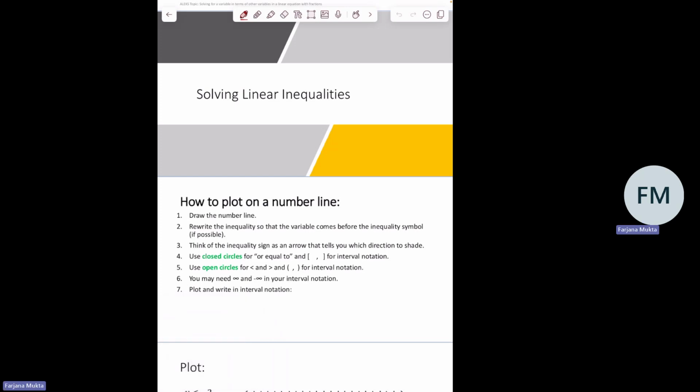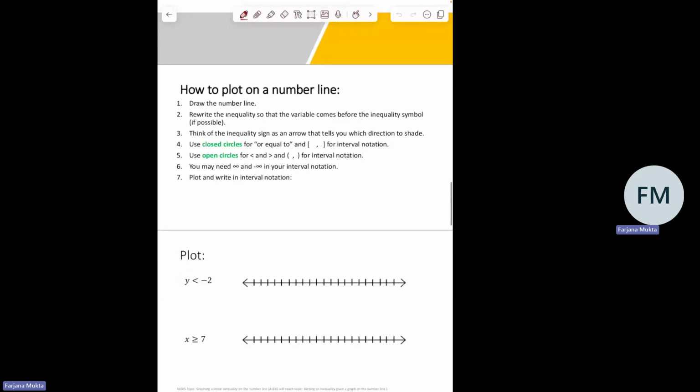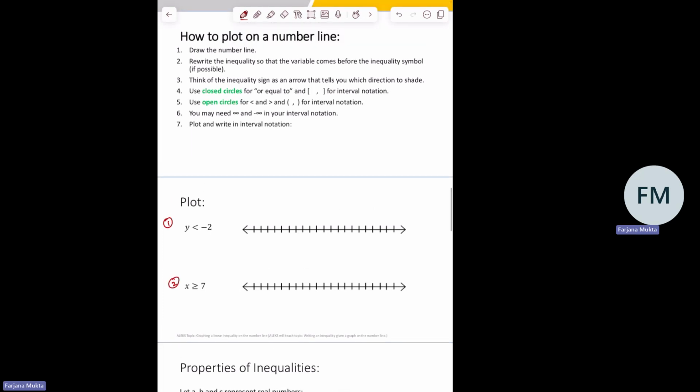We started talking about solving linear equations in our last class. We learned a little bit how to plot a linear inequality on a number line. So we'll start with these two examples based on the information that we learned in our last class.